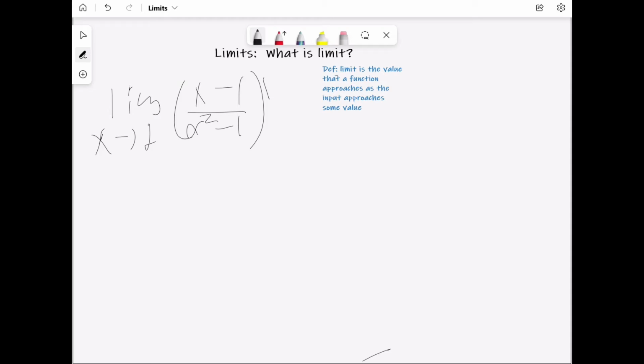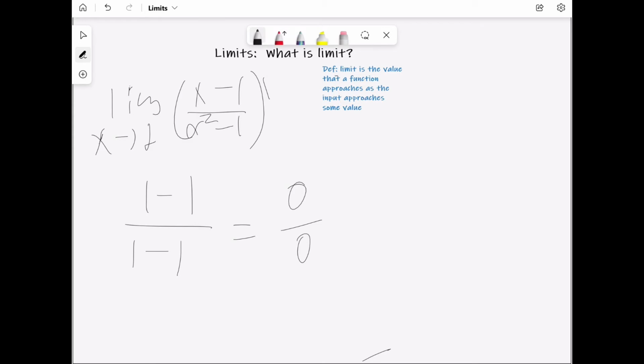Nice, right? Now, we can just sub it in. Let's try subbing it in. 1 minus 1 over 1 minus 1, which is 0 over 0. Now, 0 over 0 is not a good answer. Why? Because that's undefined. 0 over 0 is undefined. There's nothing. You can't solve it.